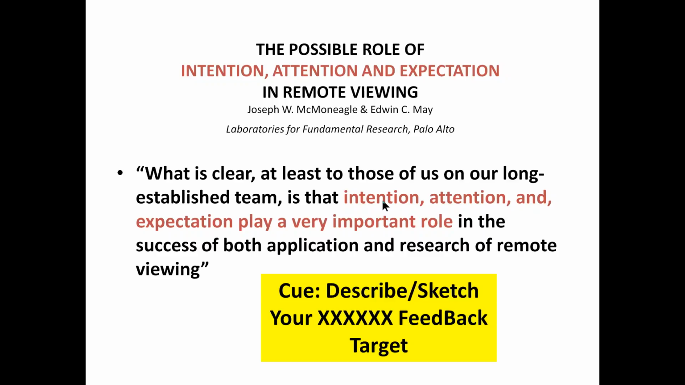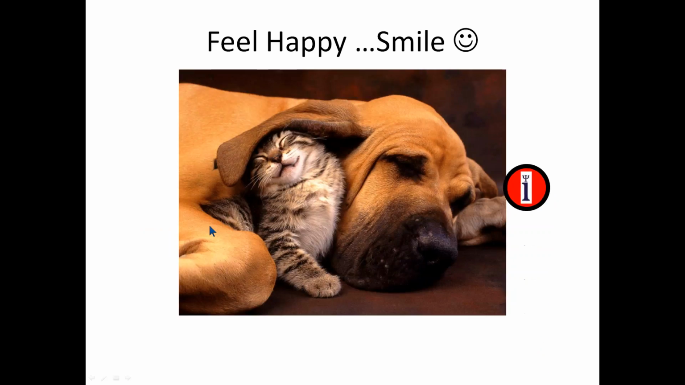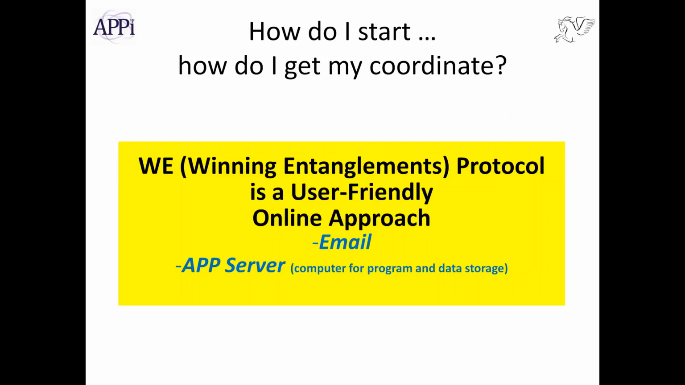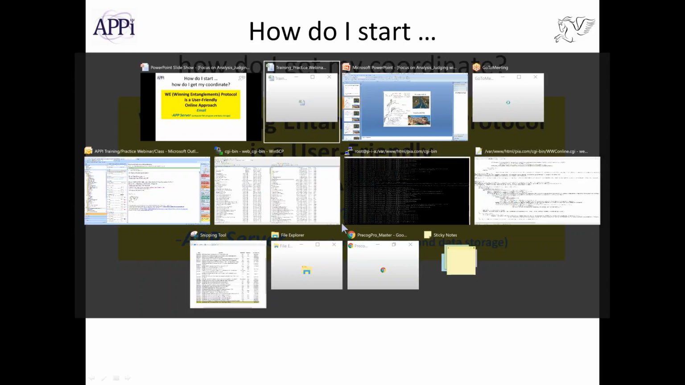Now, again, just so you begin to set your intention right now for describing and sketching your feedback target that you're going to see in a month from now, and I'll give you the coordinates shortly, that's going to be your intention. And you're going to be paying attention to your own subconscious, and your expectation is going to be really feeling good about what you're about to do. And get into a positive mood. Think of something happy right now. It's got to help, so why not? So think of something really pleasant. Get yourself in a good mood. And let's get our coordinate. And then we'll do it.